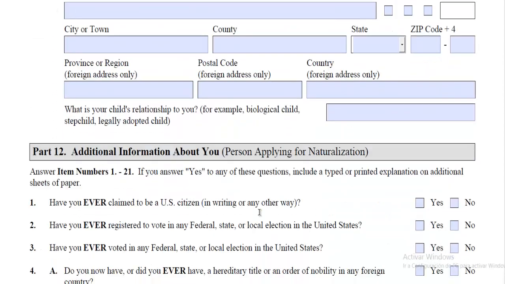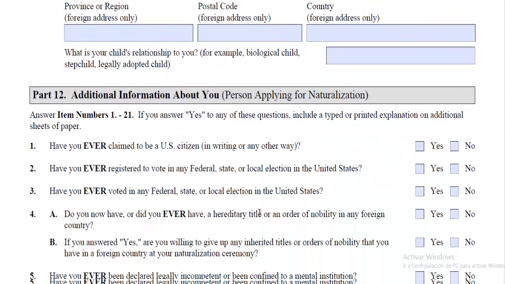Okay, let's go to Part 12, additional information about you. These questions have to do with your basic eligibility for citizenship, in particular your moral character and the amount of time you have lived in the United States with a green card. If your answer to any of the questions is yes, with a few exceptions discussed below, you are at risk of your application being denied, so see a lawyer.